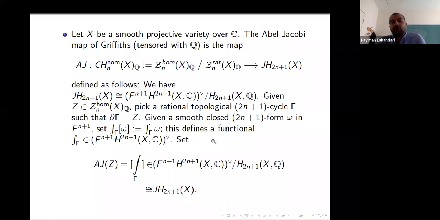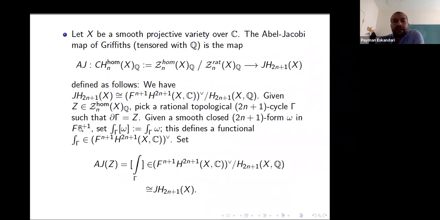Now, given a homologically trivial n-cycle Z, you pick a rational topological (2n+1)-chain gamma whose boundary is Z. The cycle has complex dimension n, so real dimension 2n; that's why you have here a (2n+1)-chain gamma. And then given an element of this space, you can represent it by a smooth closed (2n+1)-form omega, which is in F^{n+1}. So it's got at least n+1 dz's.